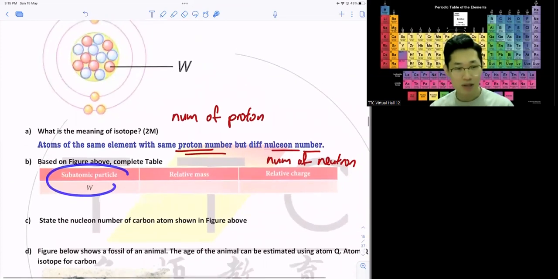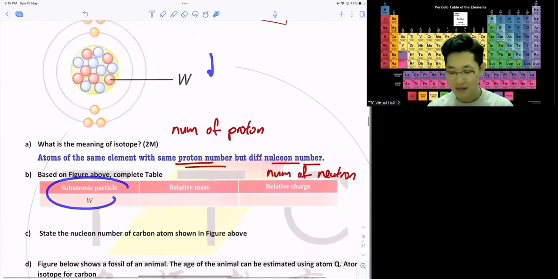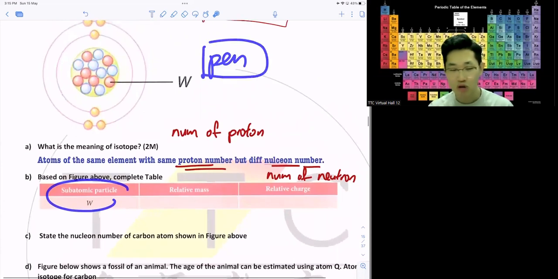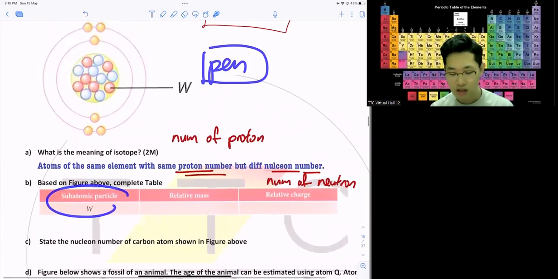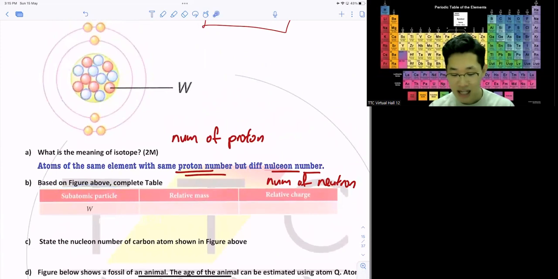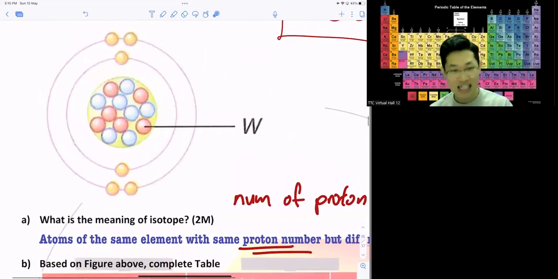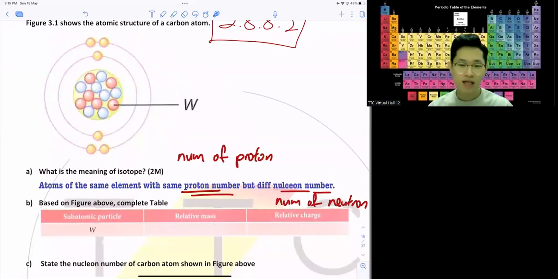Subatomic particle W. Subatomic particle is PEN: proton, electron, neutron. They ask you the red color one. Red color one is in the nucleus. In the nucleus, we have proton and neutron. So is this proton or neutron? Why is it proton? Cannot be neutron, man. Neutron is also inside the nucleus, man.